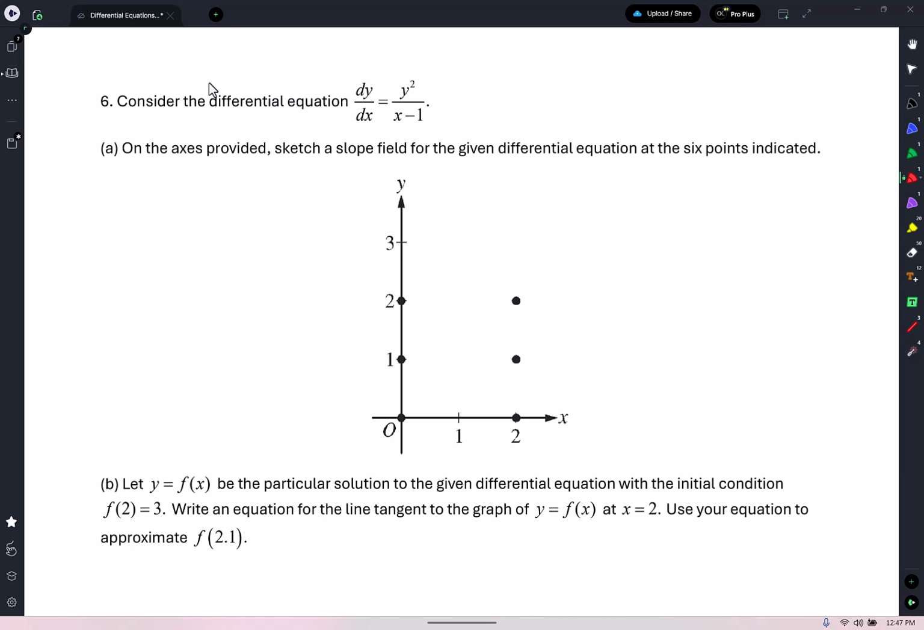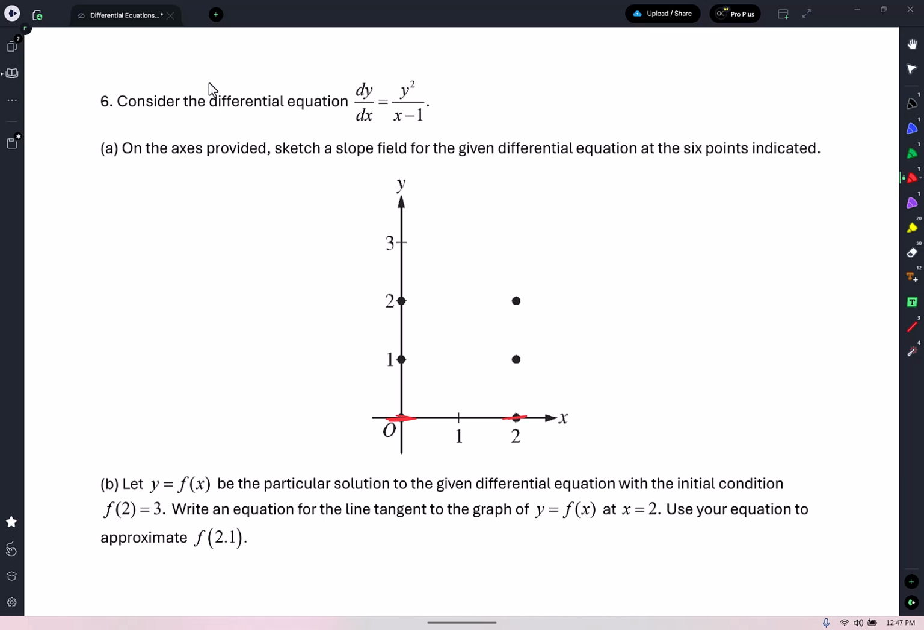So this point here is (0, 0). If I plug in (0, 0), you get 0 divided by negative 1, which is 0. So bam. If I plug in (2, 0), you get 0 divided by 2 minus 1, which is 0 divided by 1, so that's 0 again. So there it is.